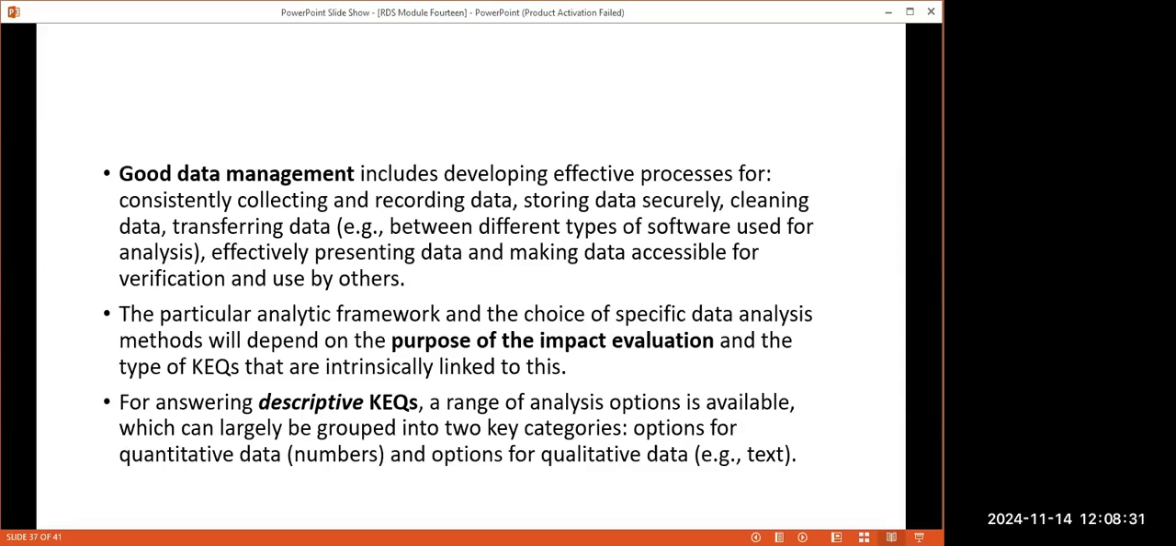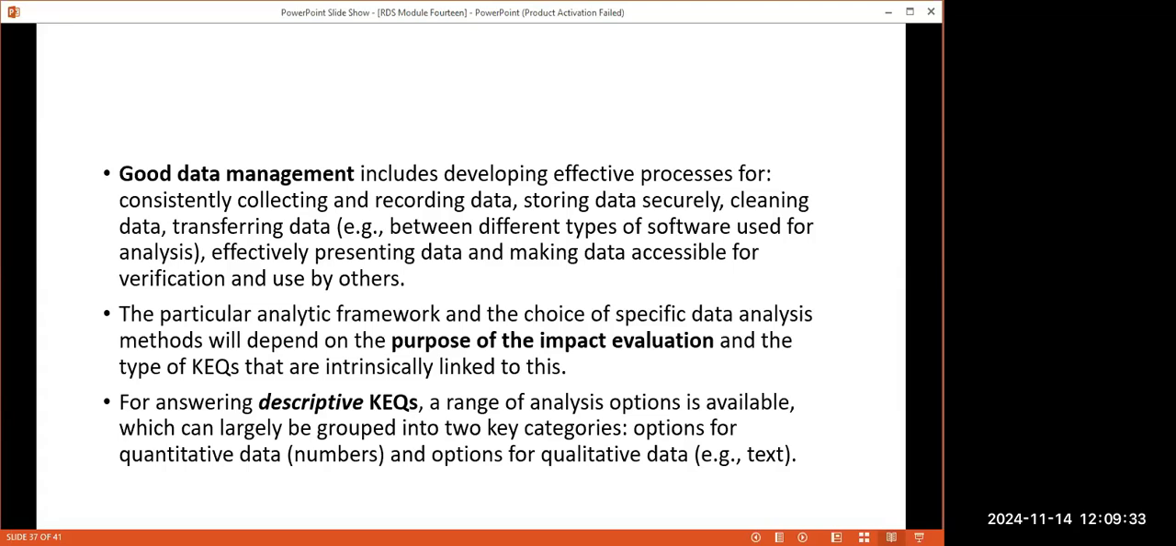Good data management includes the following: consistency of collecting and recording data, storing the data securely, cleaning the data, transferring the data between different software, effectively presenting the data, and making data accessible for verification and by others. So that's a very important thing during the evaluation process, that the data must be managed well through its collection, storage, recording, cleaning, transferring the same information, presenting it, and enabling others to access it. That's how data can be managed in a manner that you can say it's good.